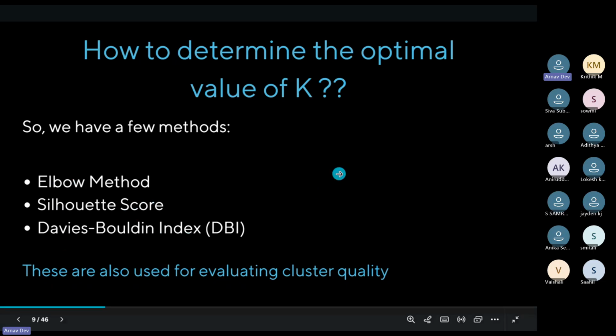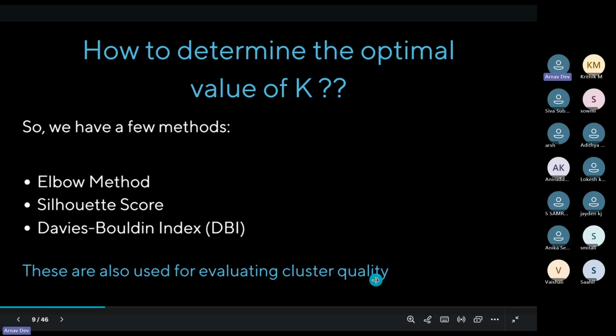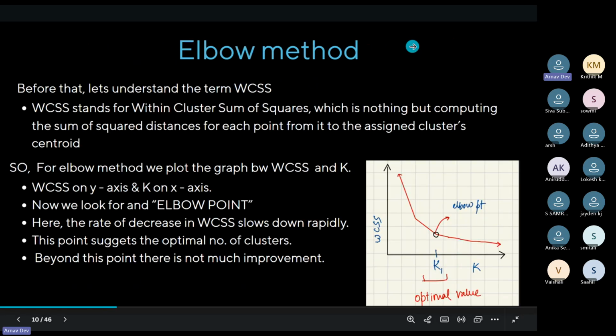So basically, what we do in this is we take particular values of k, say k equal to 1, k equal to 2, k equal to 3, and based on the k values, we calculate the quality of the cluster. And obviously, for whichever k the quality of the cluster is the best, we'll take that k as the optimal value of k. So the first is the elbow method.